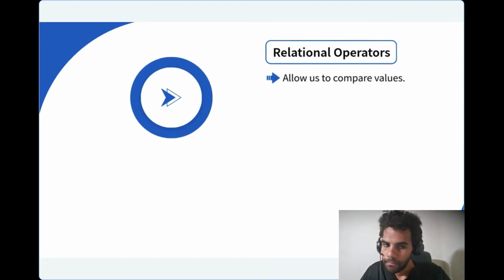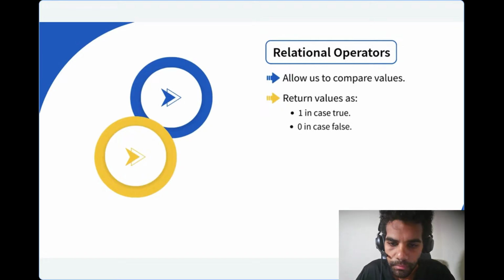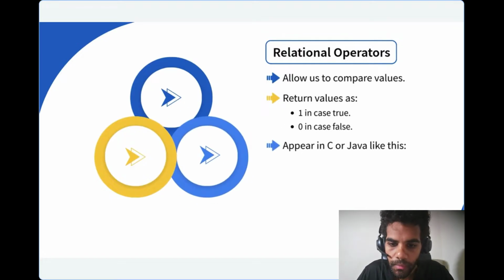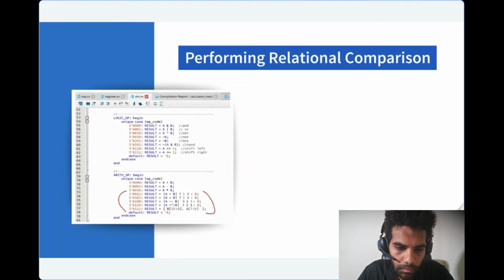Relational operators. Relational operators let us compare values. They return true or false, represented as 1 or 0. If you've used languages like C or Java, this will look familiar to you: greater than, less than, greater than or equal to, equal, and not equal. We will implement them in our logic.